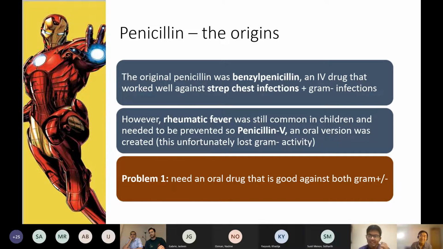Oh, don't worry. What are some complications of streptococcal, strep throat? Yeah, so there are severe things. So rheumatic fever, and then also scarlet fever. But yeah, rheumatic fever back in the day was a big one. So yeah, strep throat, strep chest infections, pneumonia used to kill way more people than it does today. So they created Benpen, which is the original penicillin, which is an IV drug that worked well against all of these strep infections.